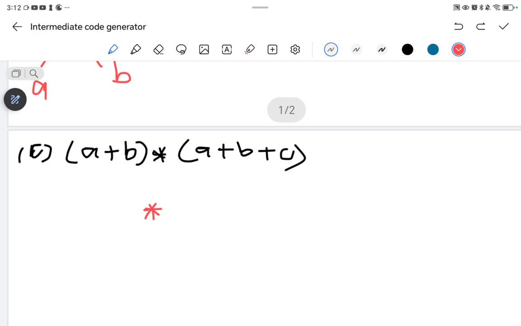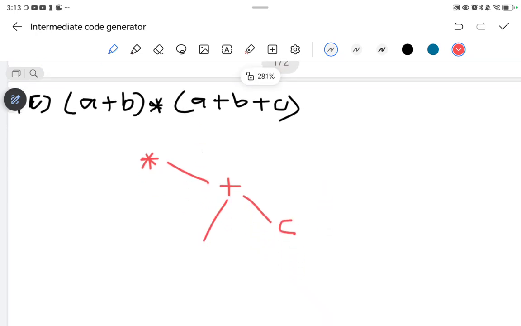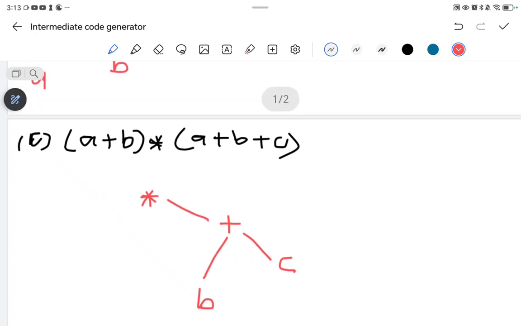If I go inside here, I'm going to consider the lowest order, which is plus. So I'm going to have my plus here. I know here I have C, and below that plus, I have B. And from this side, I have to consider A plus B on both sides. So let me look at the left side first, and then I can see how I can connect the two.